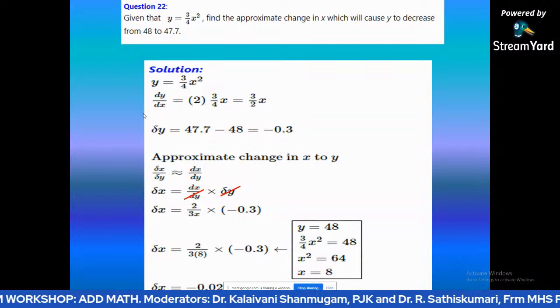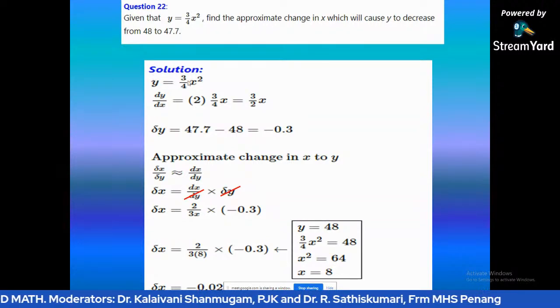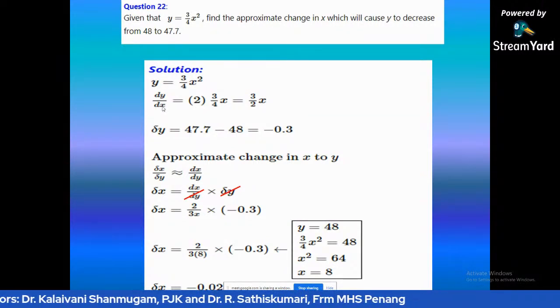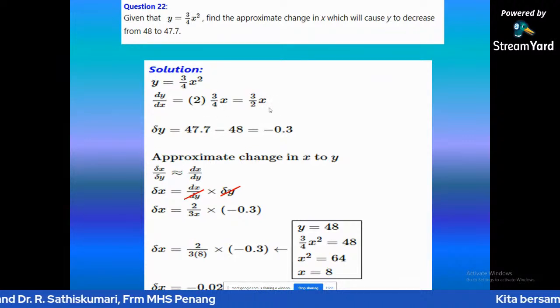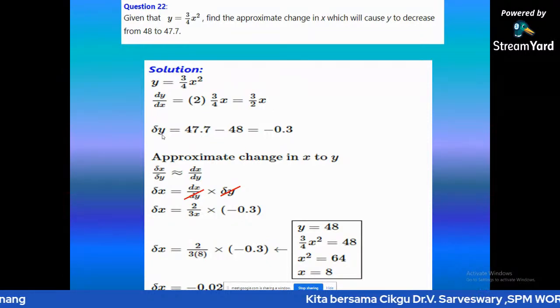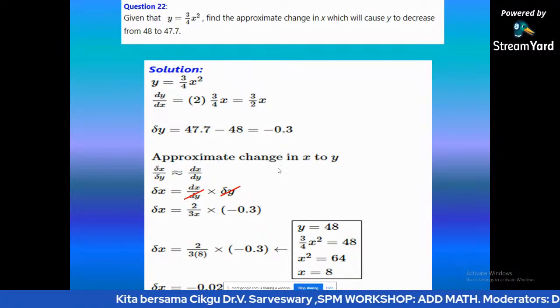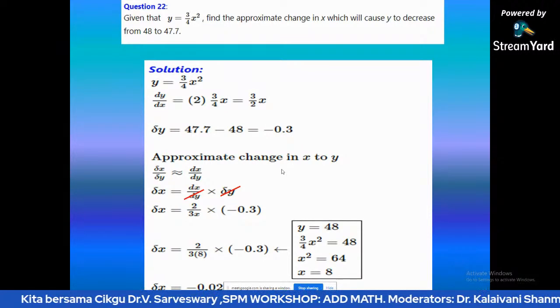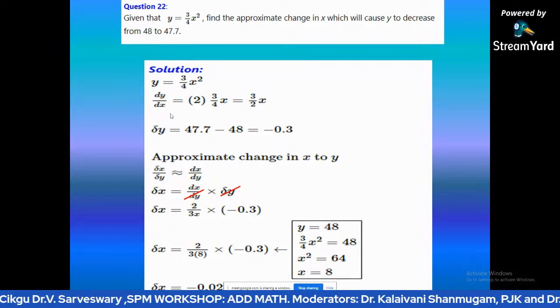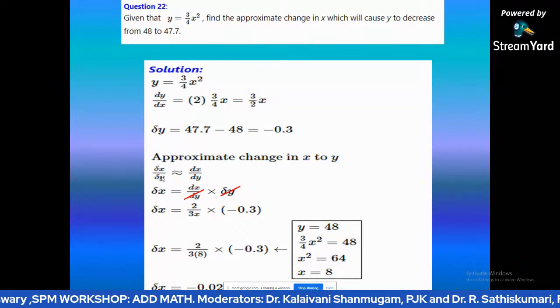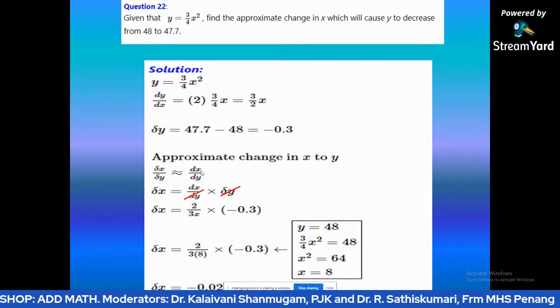Okay, so y is given 3 over 4x squared. So dy dx, bring 2 to here, 2 times 3 over 4, so you get 3 over 2 x. Okay, so you already calculated dy dx. What is given? Delta y, 47.7 minus 48, negative 0.3. Okay, now how to answer this question? You look at delta y divided by delta x, approximately the same as dy dx.